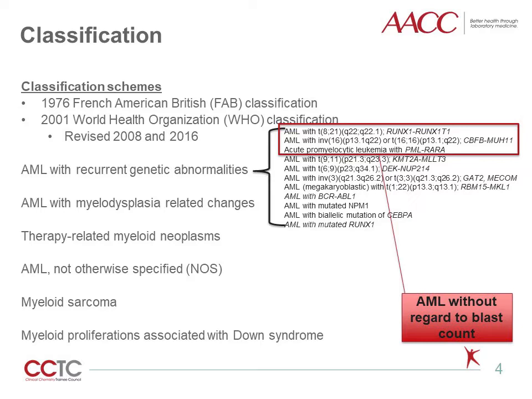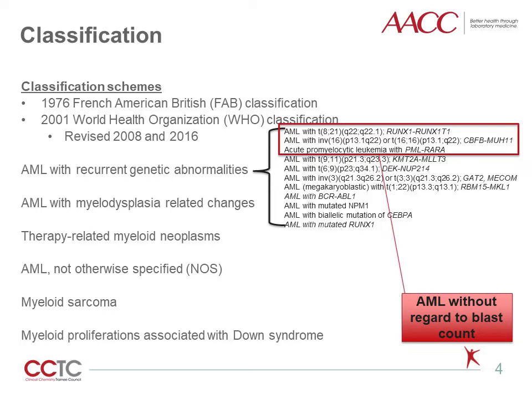The 2016 WHO classification includes the following main subtypes of acute myeloid leukemia and related precursor neoplasms: acute myeloid leukemia with recurrent genetic abnormalities, acute myeloid leukemia with myelodysplasia-related changes, therapy-related myeloid neoplasms, acute myeloid leukemia not otherwise specified, or NOS, myeloid sarcoma, and lastly, myeloid proliferations associated with Down syndrome.